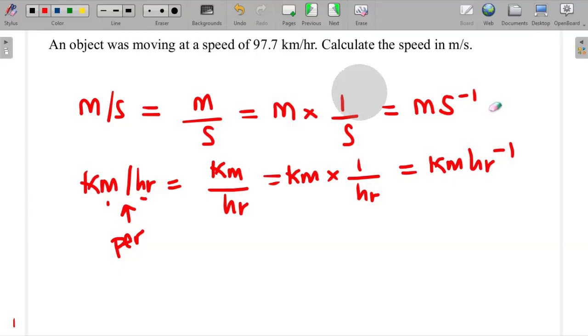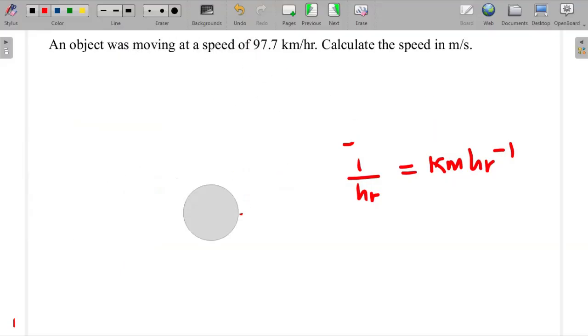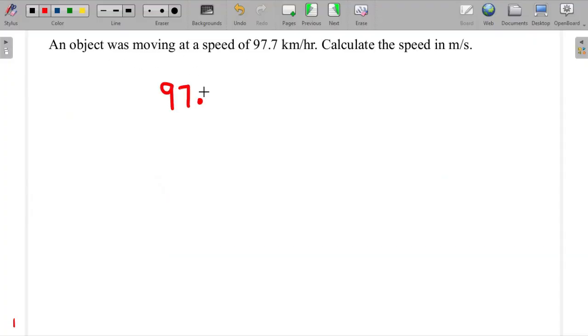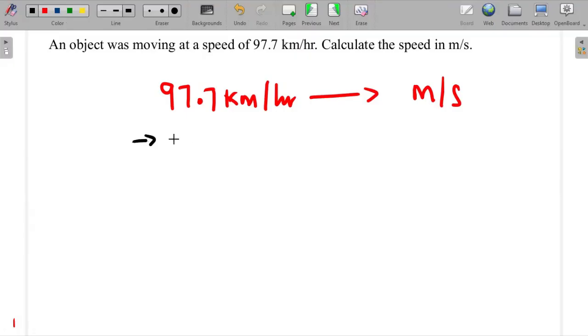So here they've given us that the object is moving at 97.7 kilometers per hour. And they want us to convert from these kilometers per hour to meters per second. Now whenever you have a conversion of units that deals with 2 units, you're converting 2 units at the same time.